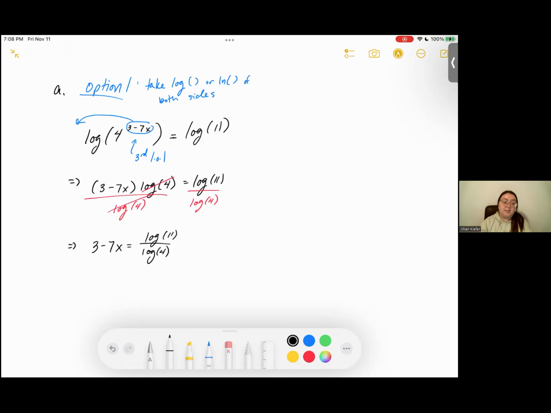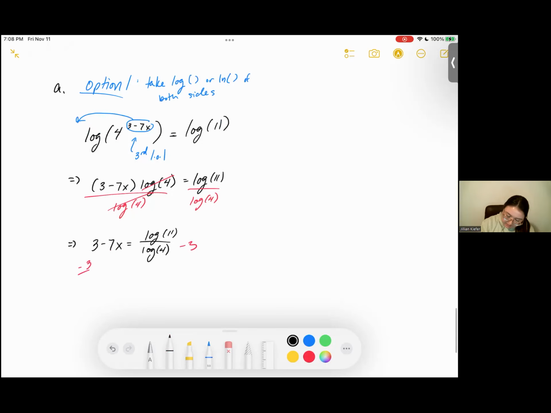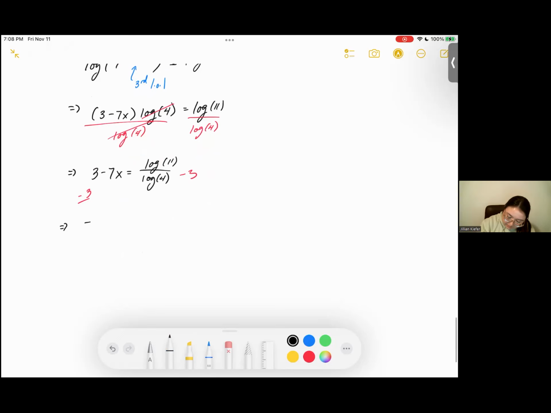We want to solve for x. We want to get rid of that 3. We want to get rid of the negative 7. So our first step is that we can subtract the 3 from both sides. This will give us negative 7x is equal to log of 11 divided by log of 4 minus 3.